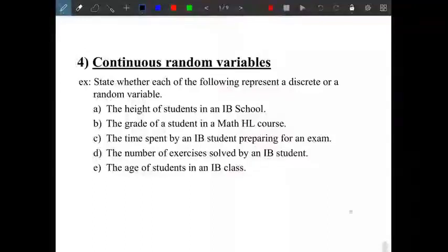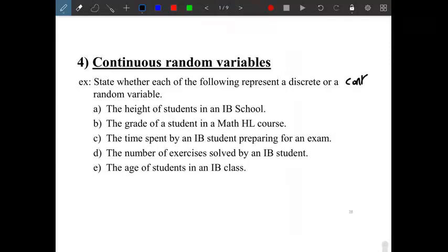Okay, so a continuous random variable is similar to a discrete random variable, but the values of the variable are in fact part of intervals, continuous intervals, rather than taking discrete values. For example, here we are asked to state whether each of the following represents a discrete or a continuous random variable.